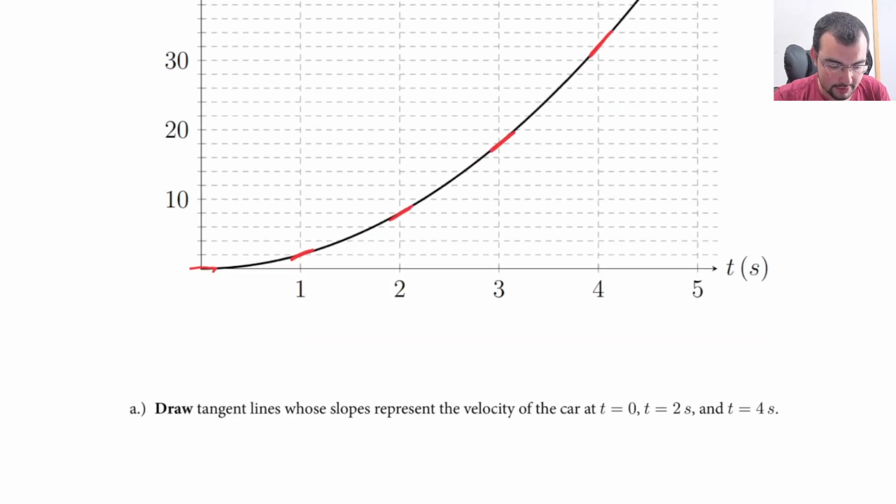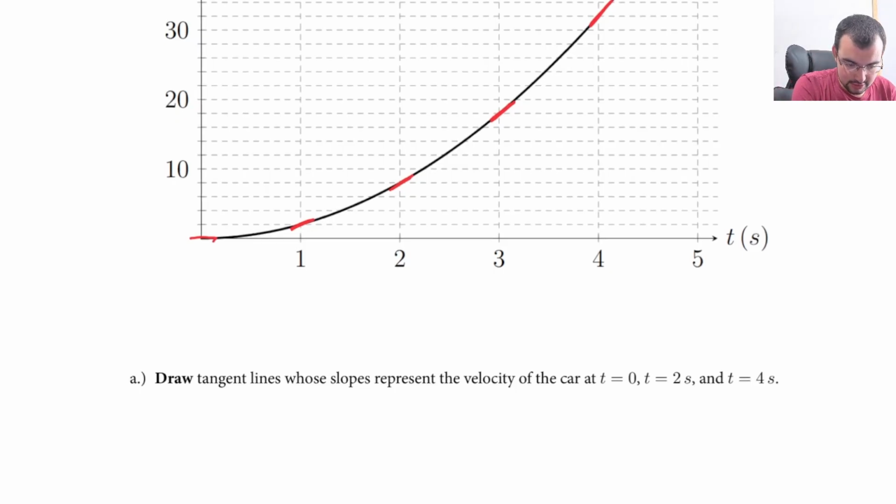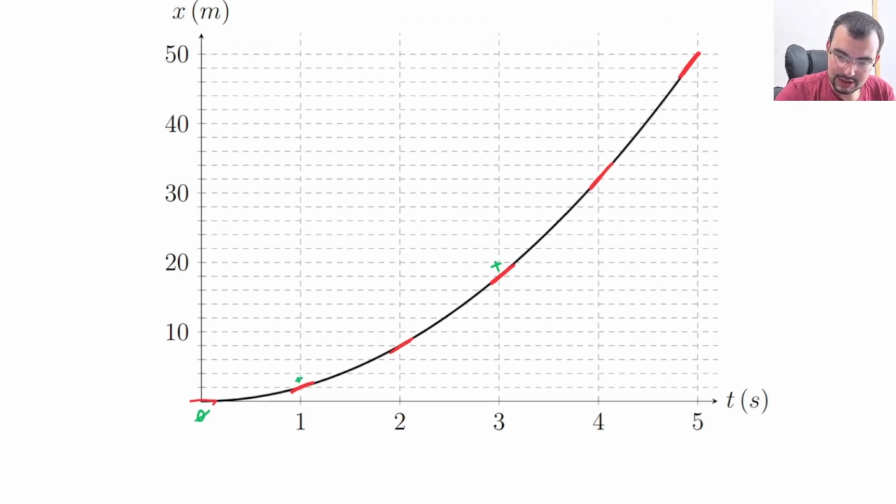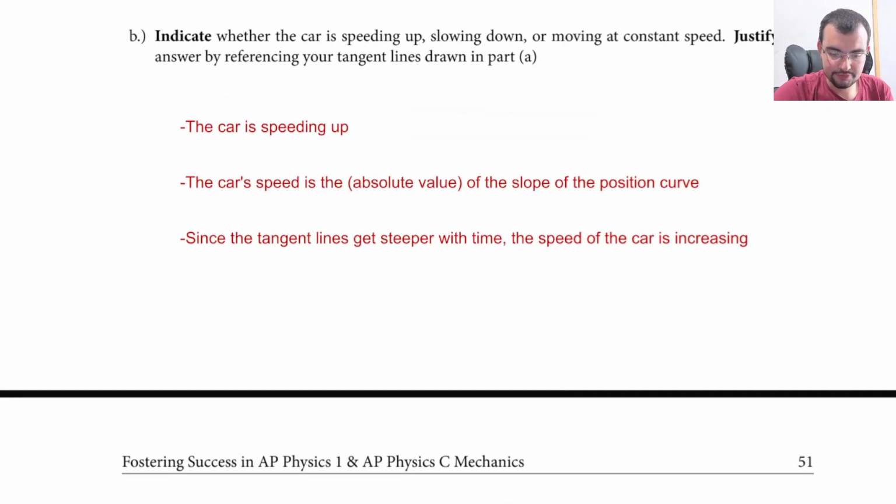So we see that this would be 0 slope. This would be a small positive slope. This would be a larger positive slope. And this would be an even larger positive slope. So we see that our slopes are starting at 0 and getting steeper positive, steeper positive, steeper positive. So our speed is increasing. Since the tangent lines get steeper with time, the speed of the car is increasing.